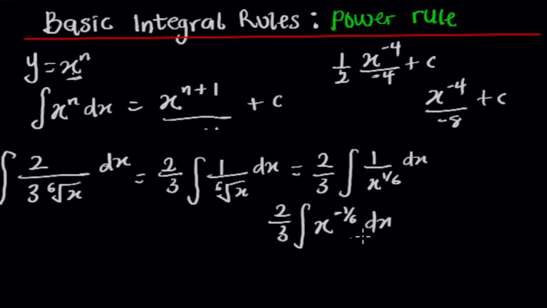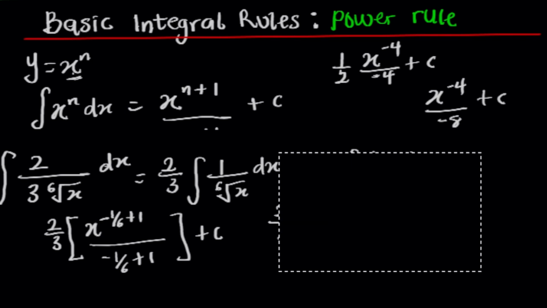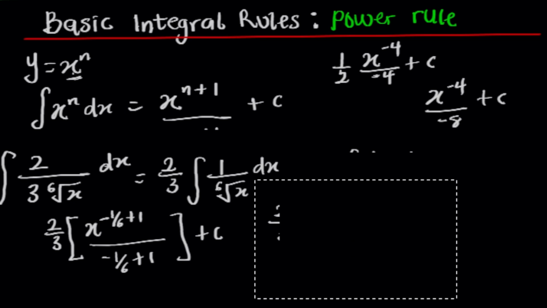Now integrating this, we're going to have the whole expression to be 2 over 3, then open a bracket, x to the power minus 1 over 6 plus 1, divided by minus 1 over 6 plus 1. Then I'm going to add plus c here. So that's exactly what we're going to have. Now let's go ahead and simplify the expression further and see what we're going to have.